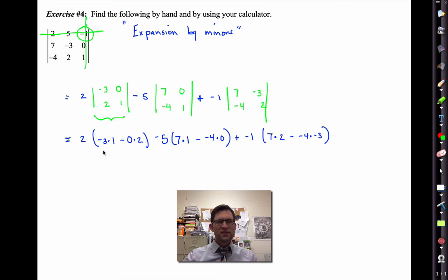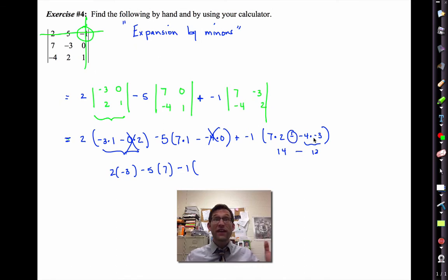Oof. Let's clear these things up. That's gone, so I get 2 times negative 3 minus 5 times 7 minus 1 times, what do I have here? 14. That's 12. Look at this, I got the triple negative. I never get the triple negative. Anyway, 14 minus 12, I get excited about the weirdest things. My students can tell you that.